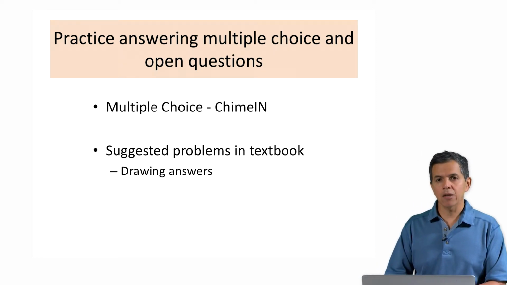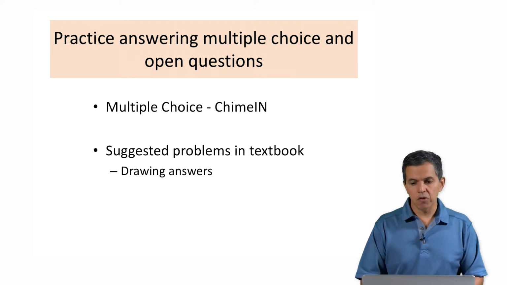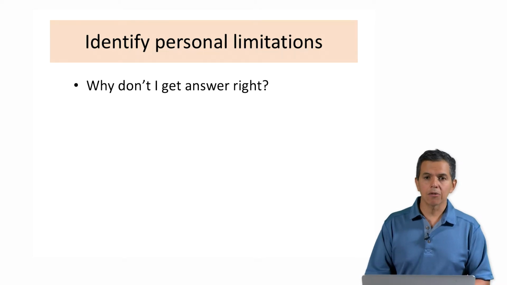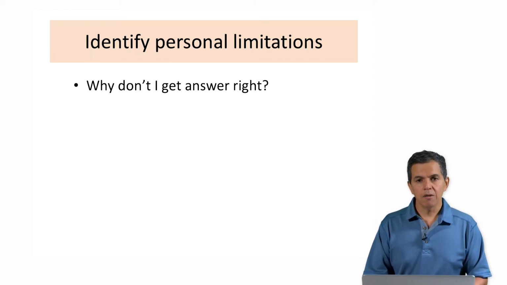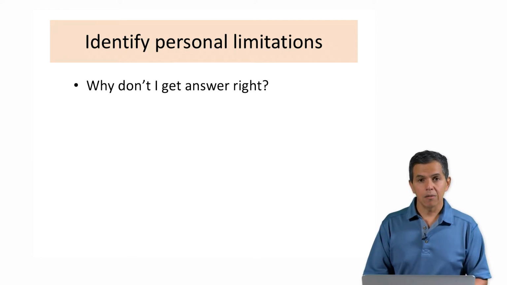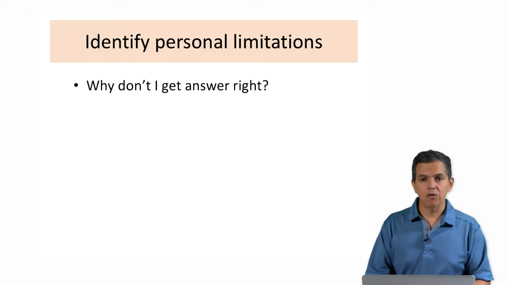And that brings us to the next topic, which is identify personal limitations. Why don't I get an answer right when I'm trying to solve a problem in class, or when I'm studying in ALEX, or when I'm practicing exercises in the textbook? Sometimes if we answer this question on a regular basis, we can get a better understanding of what our current limitations are and work on those, so that when it's time to apply chemistry or do chemistry later on in a test situation or any other situation, the limitations are going to be non-present or handled in a proper way.